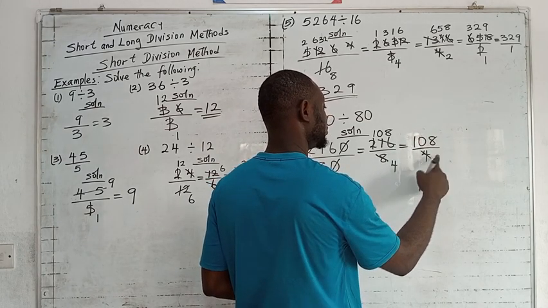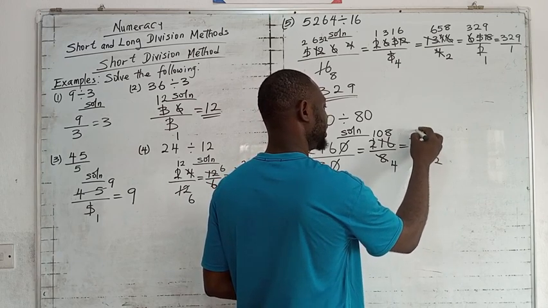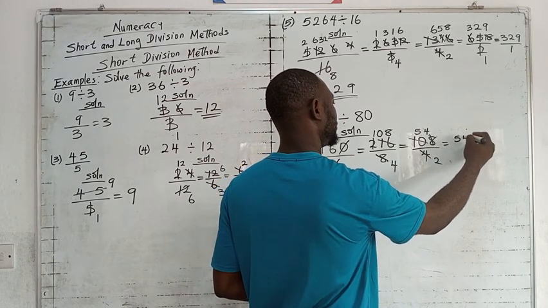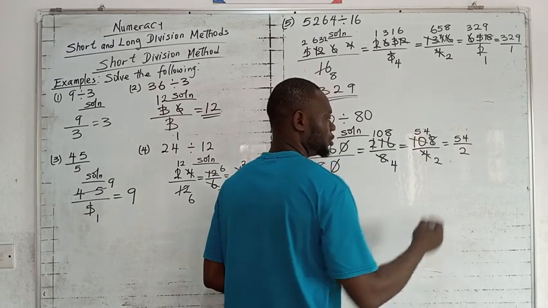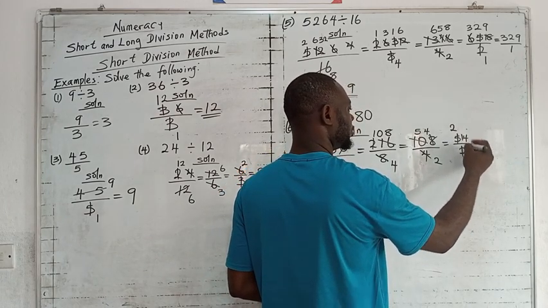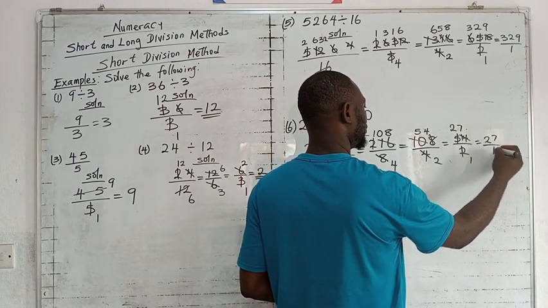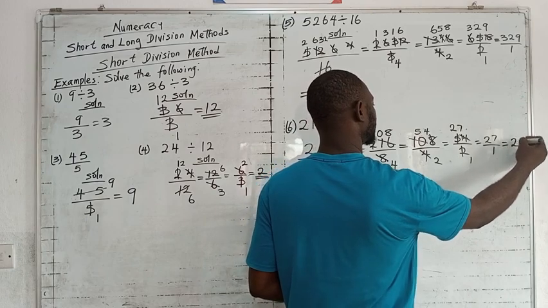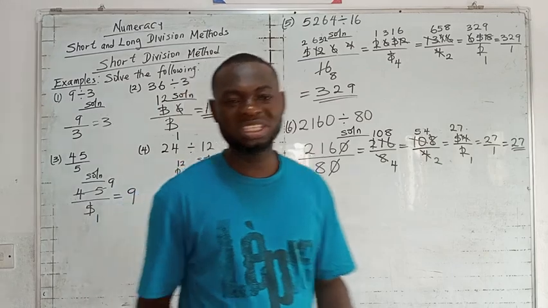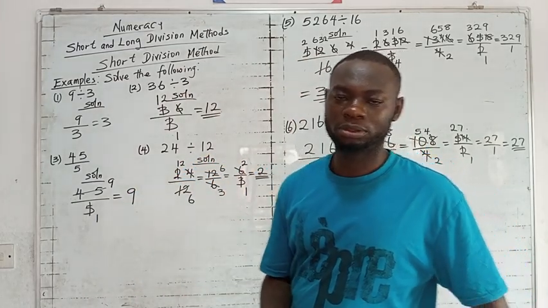4 here, let me use 2 please. 2 here, 2. 2 into 10, 5. 2 into 8, 4. 54 divided by 2. 2 here, 1. 2 into 5, 2 remainder 1. 2 into 14, 7. 27 over 1. Any number divided by 1 is what? That number.